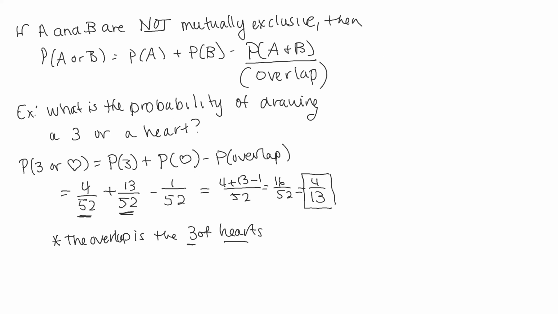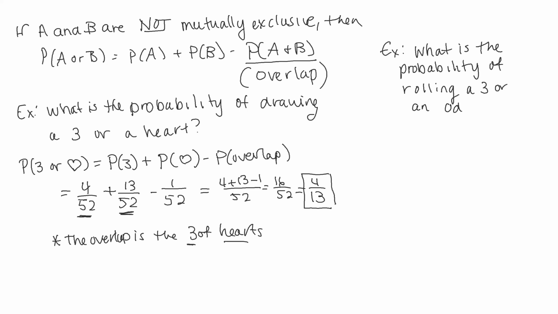Okay. For the next example, let's look at rolling a die again. So what is the probability of rolling a 3 or an odd number? So we want the probability of a 3 or an odd. So that's going to be the probability of a 3 plus the probability of an odd minus the probability of the overlap.